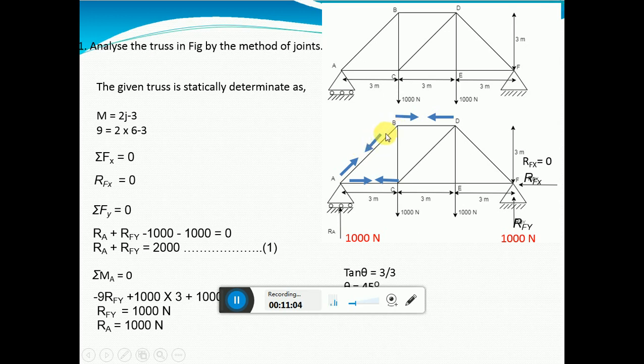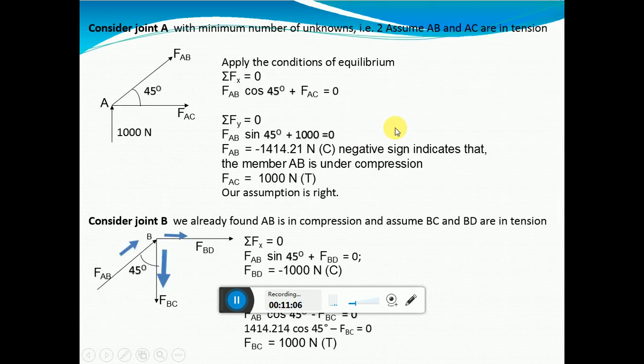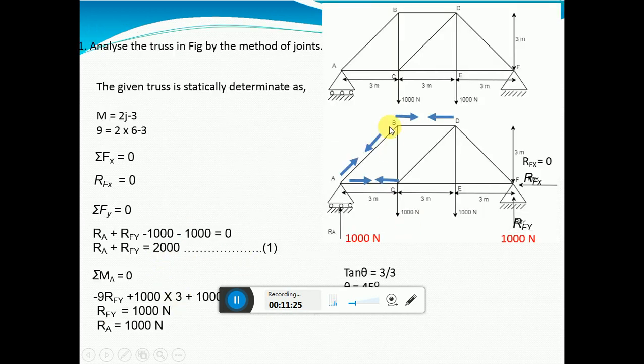That means this also should be in the opposite direction. So now where it is pointing? Towards B. That is what you have to represent here. It is towards B. Okay. So FAB is towards B, you should write down. The other two you do not know. FBD and FBC you have not solved for. You do not know what is the direction. So still assume that it is in tension. It is moving outside in all the directions. Okay.